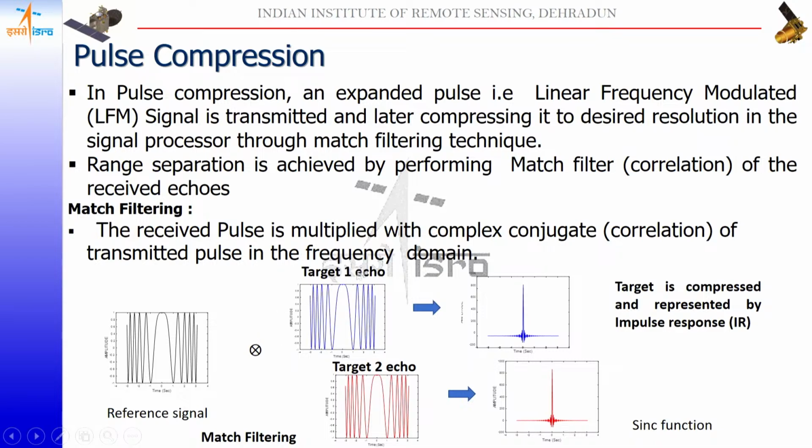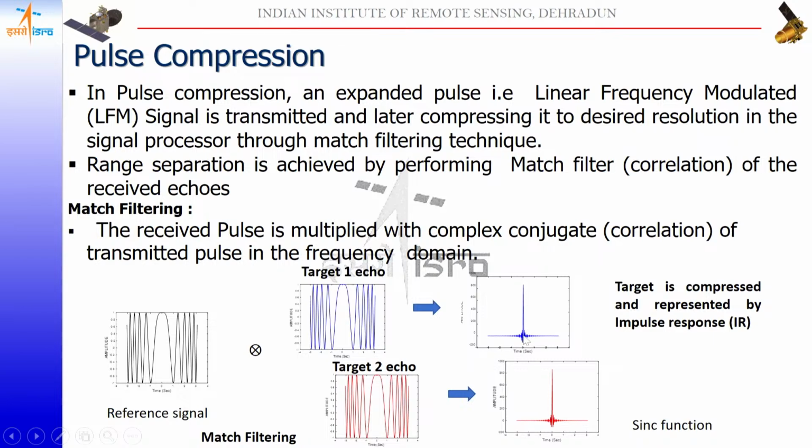Okay, so when we receive the target 1 echo, meaning we are transmitting the signal and receiving this backscatter signal, this target 1 echo is multiplied with the complex conjugate. When we multiply with the complex conjugate in the frequency domain, the product is like this. You can see this expanded pulse is compressed, and it is compressed to a very high resolution.